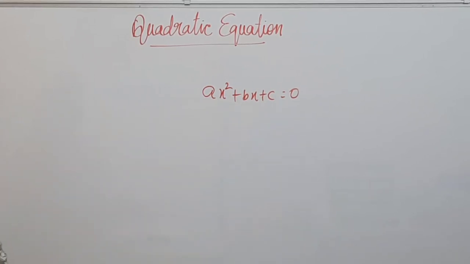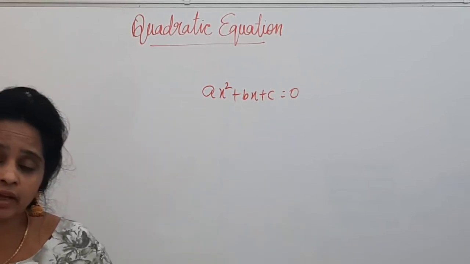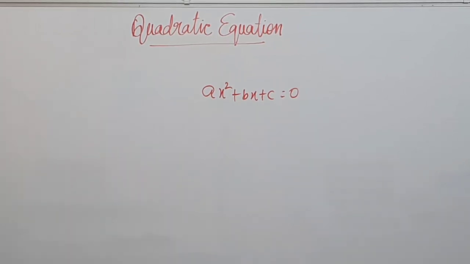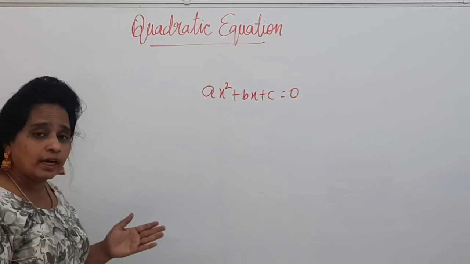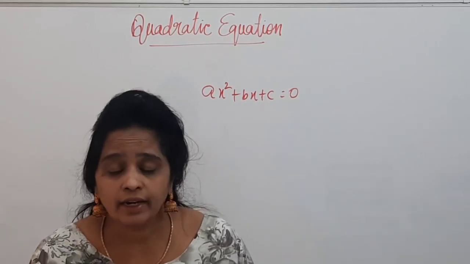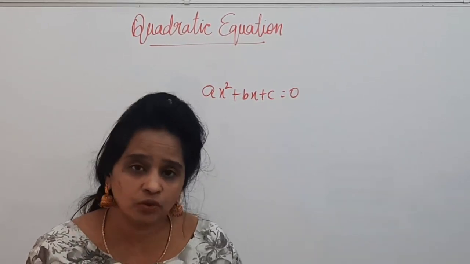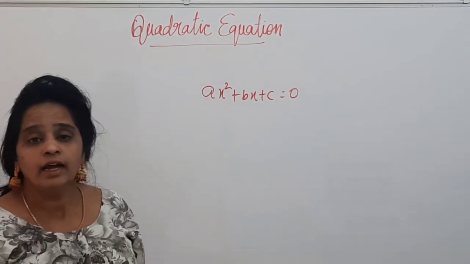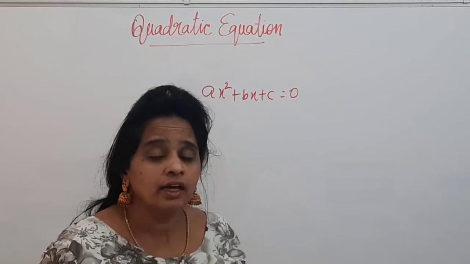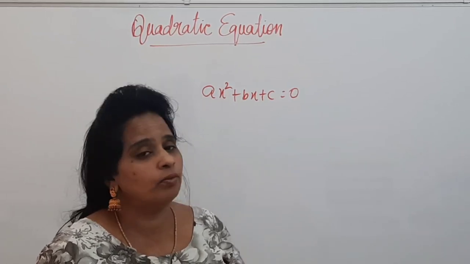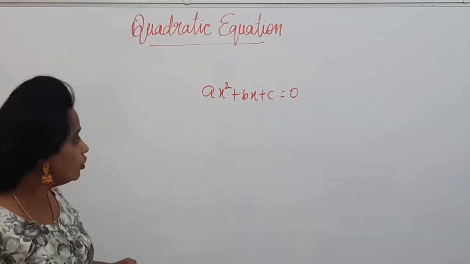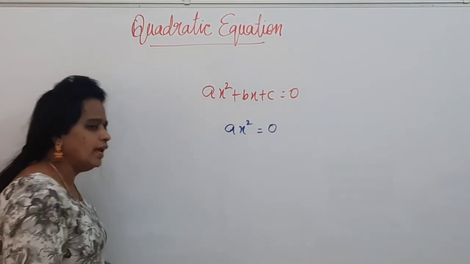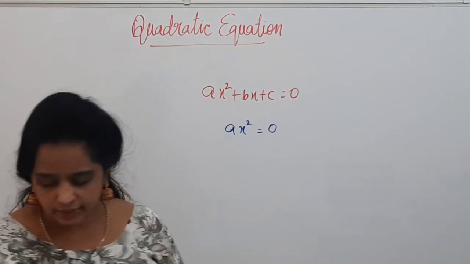So ax square is equal to 0 can be a quadratic equation. That is, a single term can be a quadratic equation. It is not necessary that the quadratic equation must have 3 terms. It's not at all necessary. But if it has, it's okay, it's fine. Otherwise, if the other 2 terms are there but the x square term is 0, then it's not a quadratic equation. So ax square alone is of course a quadratic equation. That is, ax square is equal to 0 is a quadratic equation.